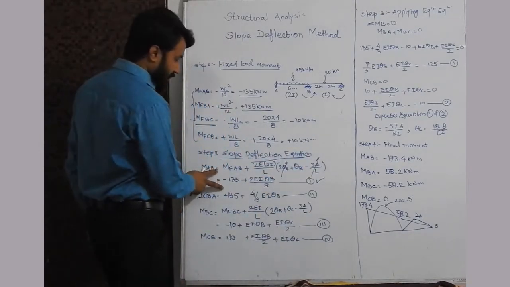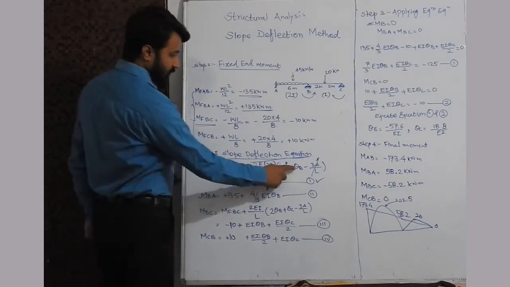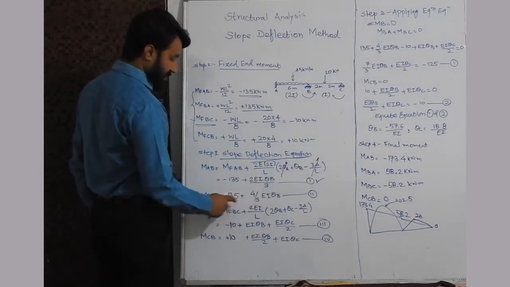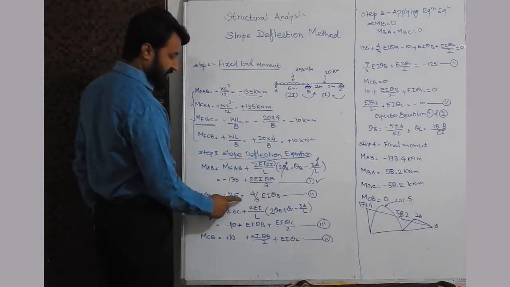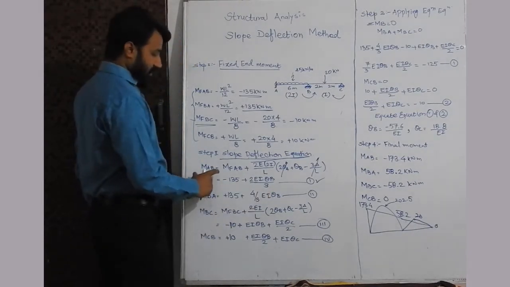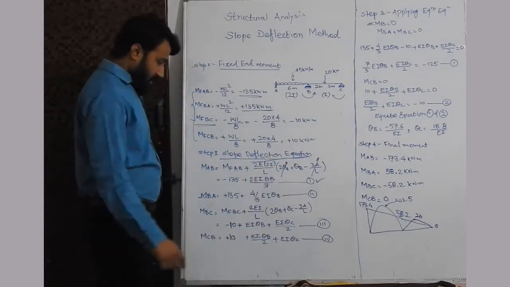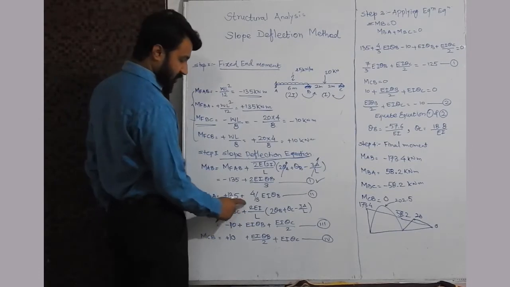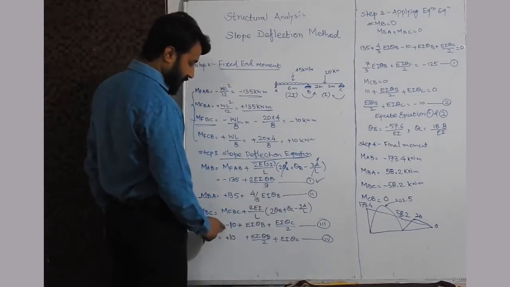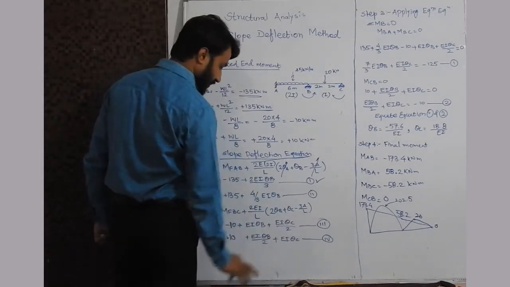Now similar to this, in the next case MBA, instead of this, only 2 theta B value will be there. So this will be equal to plus 135 plus 4 by 3 EI theta B. If you write this equation and solve this, you will get directly this equation number 2. MBC is MFBC plus 2 EI by L, 2 theta B plus theta C minus 3 del by L. So this is minus 10 plus EI theta B plus EI theta C divided by 2. So this is the third equation we are getting.